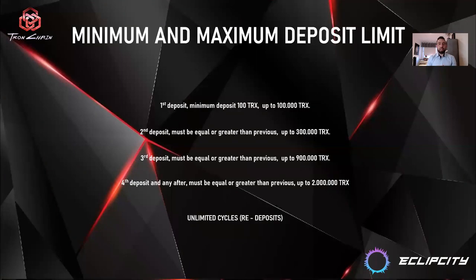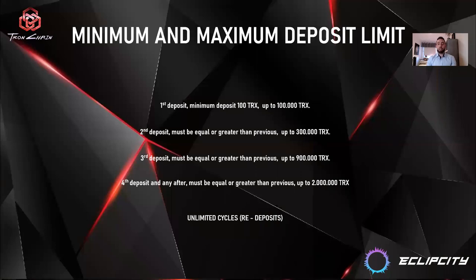Now, let's look at the minimum and the maximum deposit limit. The reason this has been created is in order to maximize the sustainability of this project. Now, the first deposit, you will need to do a minimum of 100 TRX, but you can deposit all the way up to 100,000 Tron. Now, choose your deposit amount wisely, because once you have made a deposit, you will need to receive the full 310% before you can make a second.